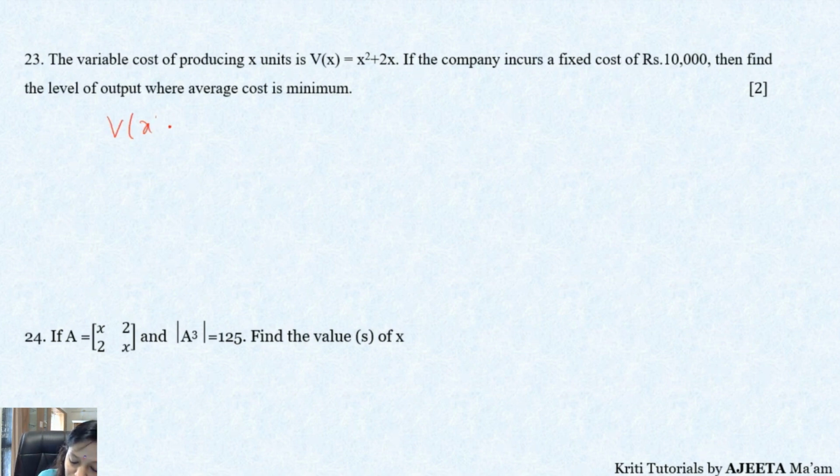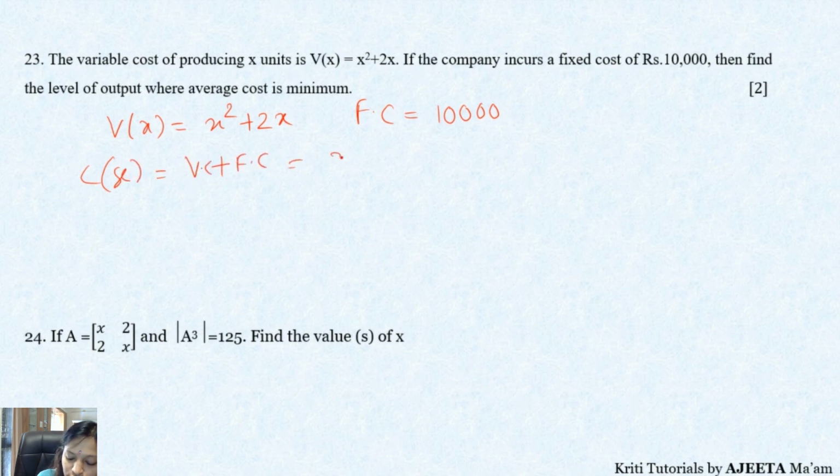So dV/dx is x square plus 2x, that's the variable cost. Now fixed cost plus variable cost. What is the fixed cost? 10,000 rupees. So what will be the total cost function that we have? Variable plus fixed cost. Correct. So what is your variable cost? X square plus 2x, plus 10,000 will be your fixed cost. Okay. Now let's move on to the question.